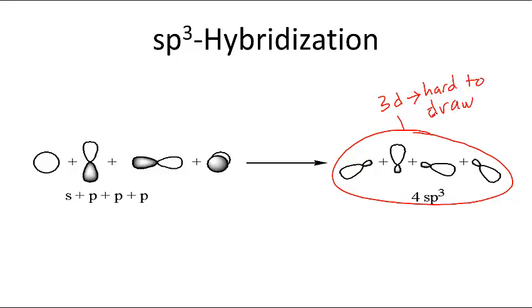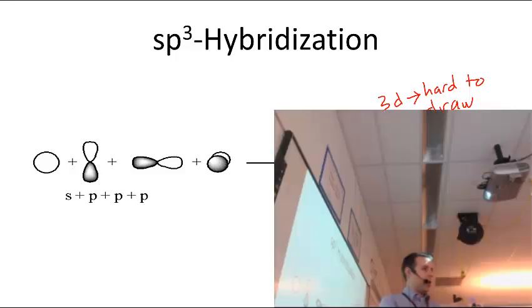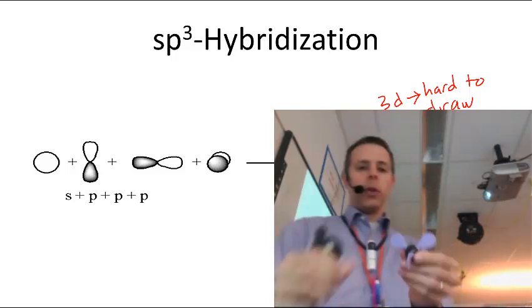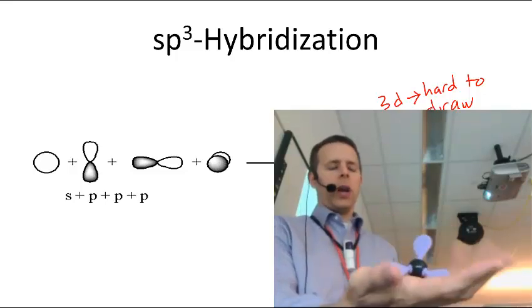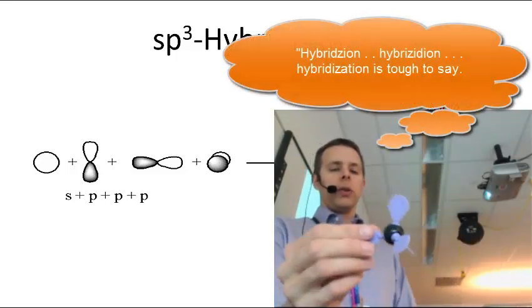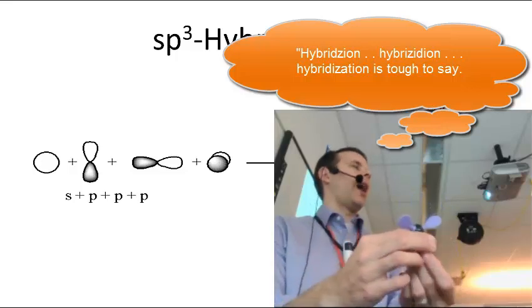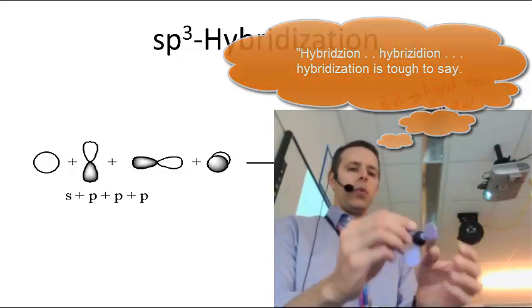But the sp3 hybrid orbitals point in tetrahedral directions. So I've got a model of sp3 hybridization. It basically looks like a CH4 molecule where I've just put orbitals instead of atoms. So here those hybrid orbitals are purple. So this is what an sp3 hybridized atom would look like, more or less.